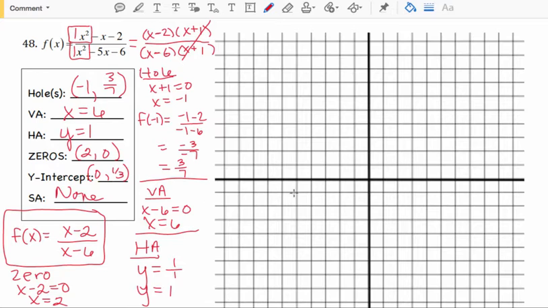So now we're ready to graph. I'm going to put my vertical asymptote in first. Hopefully I'm counting right. It's supposed to be over 6. Pretty sure I'm over 6. And then I have a horizontal asymptote at y equal 1. So now we're going to be not on the x-axis, but up at 1.